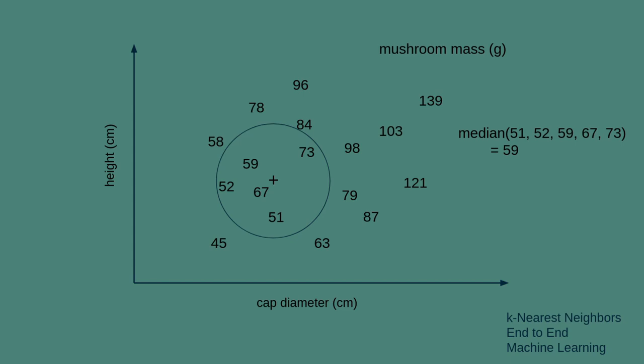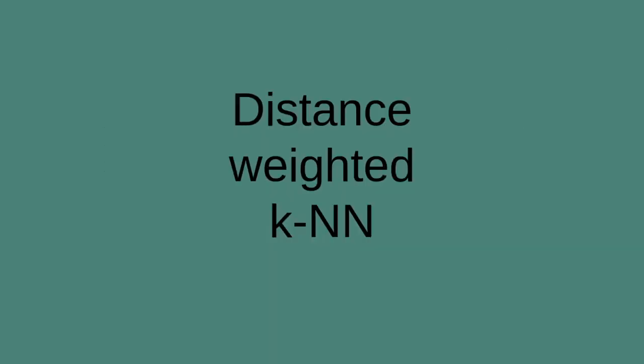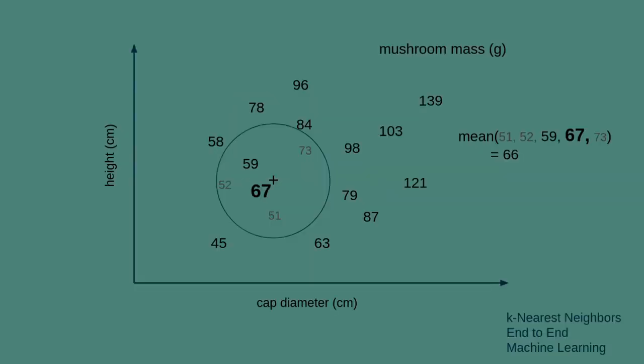A third way to do this is to take all those data points and weight their influence by how close they are to the point that you care about. So in this case, we do take our 5 closest neighbors, but some of those are much closer than others. 51, 52, 73 are all out closer to the borders, to the edge of that circle. 59's in the middle. That 67 is really close. So using that, we give the closest data points the most weight. And if we weight this, then we might find that the weighted mean would be higher, closer to 67, maybe 66.